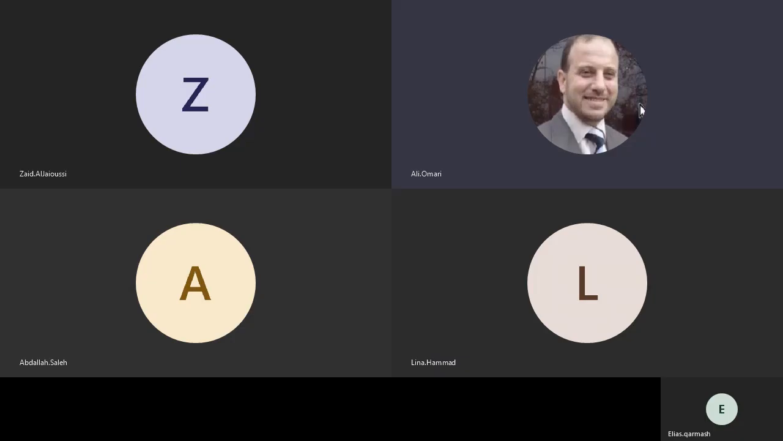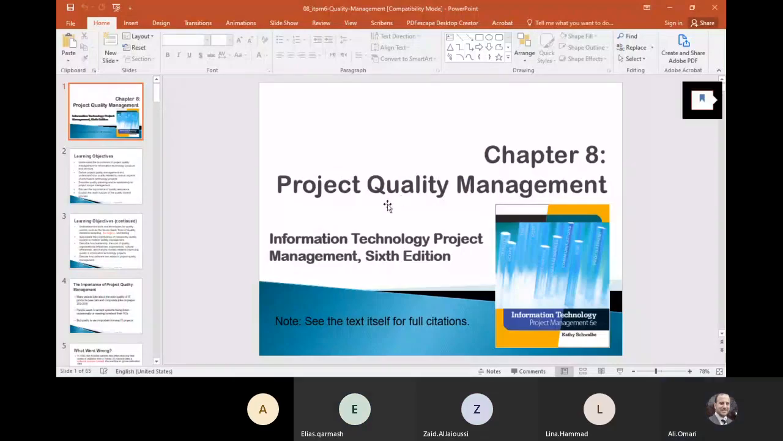A new subject, which is quality management. Quality management is one of the areas that is very important when it comes to project planning.